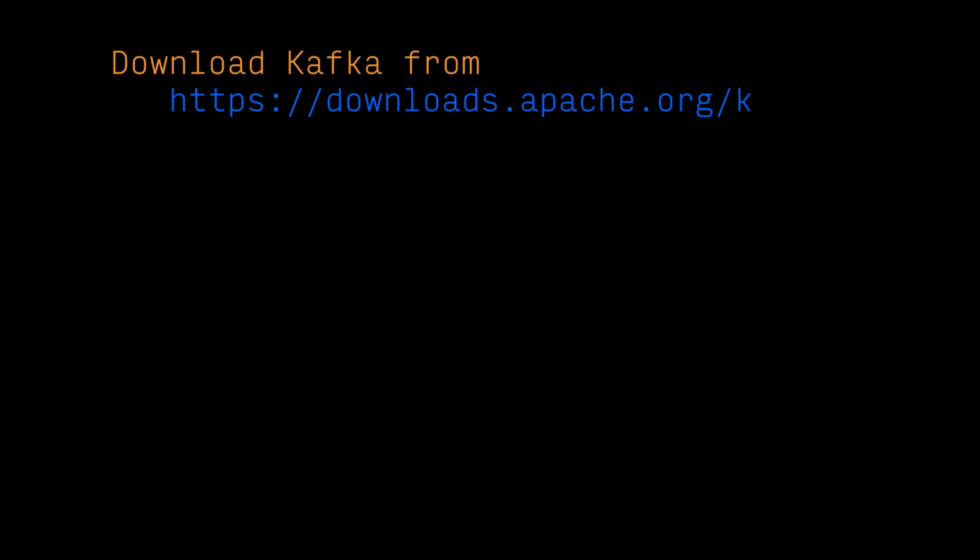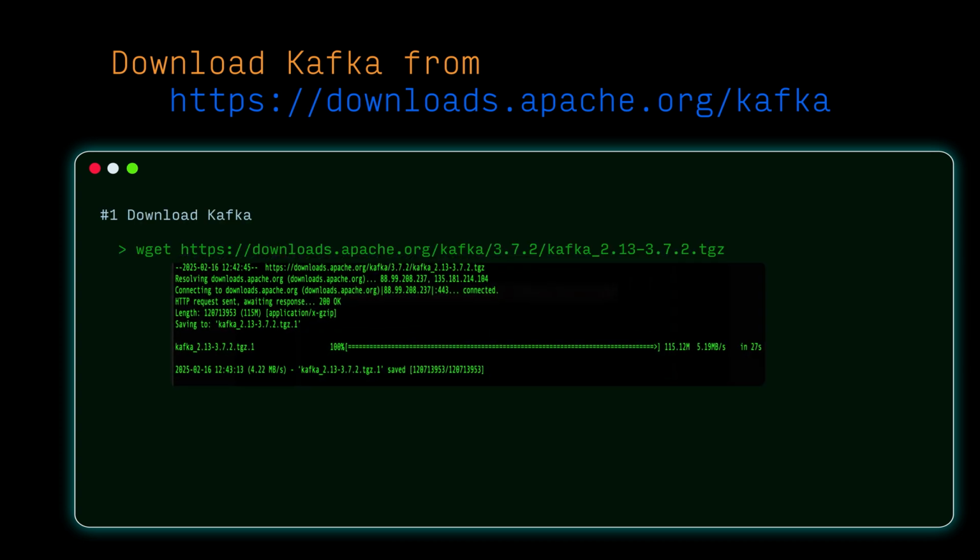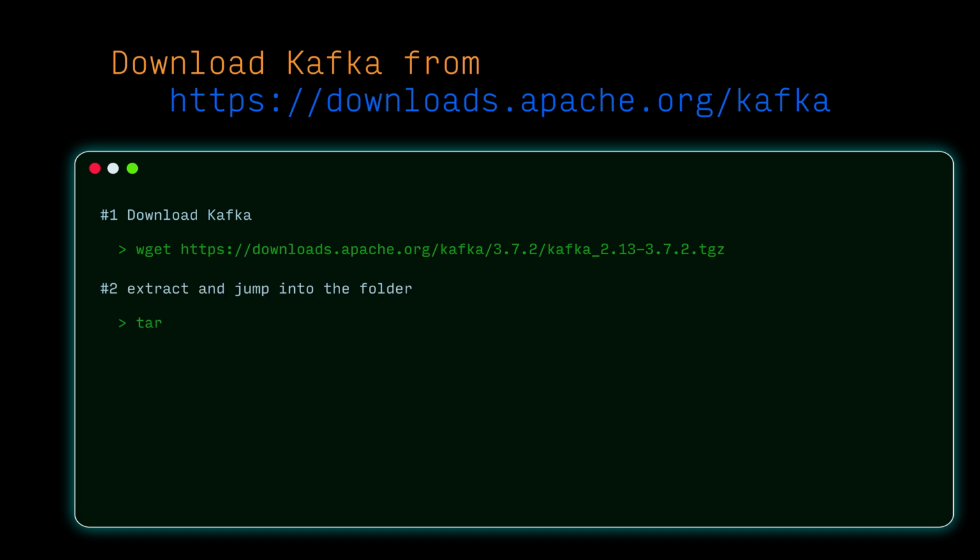Then we have to download Kafka binaries from downloads.apache.org/kafka. You can directly go and download from the website, or you can use a command from the terminal. Then on successful download, extract the zip or compressed file and jump into the folder using the terminal.